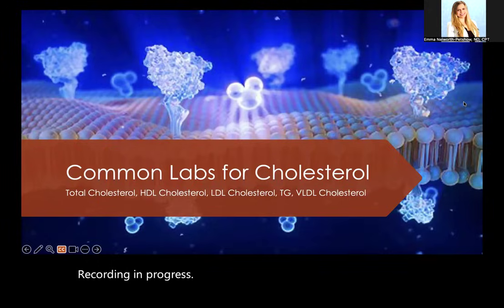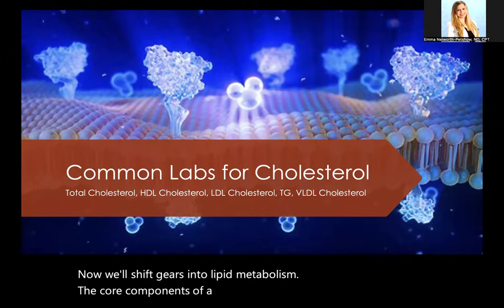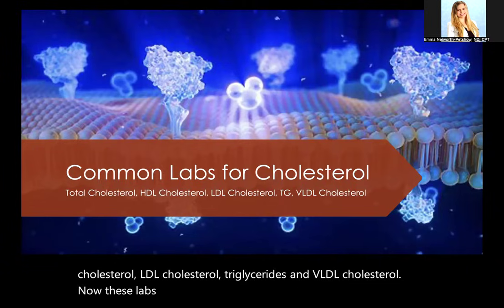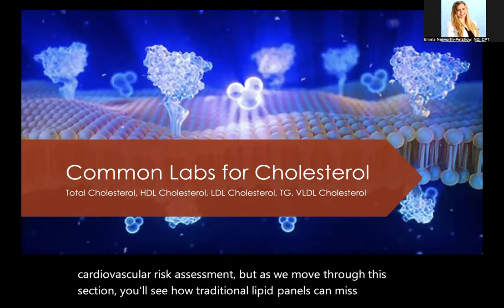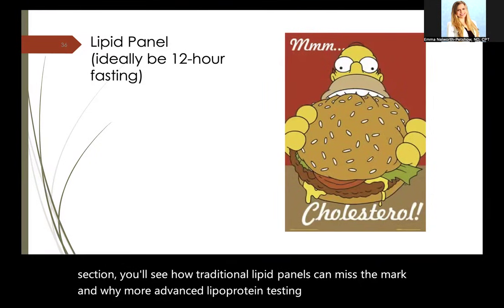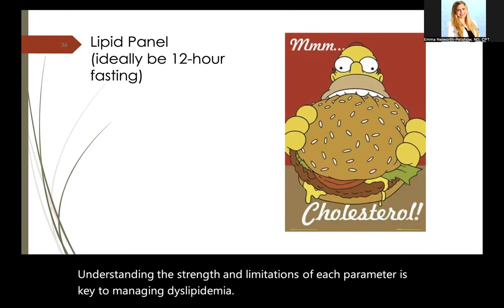Now we'll shift gears into lipid metabolism. The core components of a lipid panel include total cholesterol, HDL cholesterol, LDL cholesterol, triglycerides, and VLDL cholesterol. Now, these labs have historically been the foundation of cardiovascular risk assessment, but as we move through this section, you'll see how traditional lipid panels can miss the mark and why more advanced lipoprotein testing is gaining traction. Understanding the strengths and limitations of each parameter is key to managing dyslipidemia effectively.